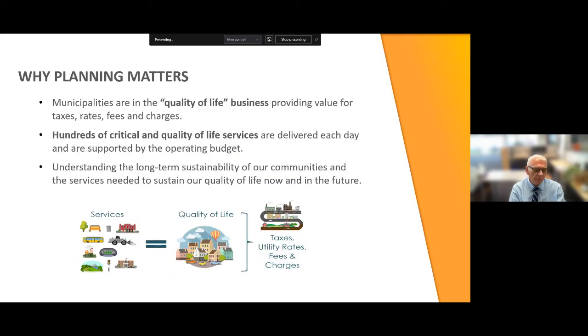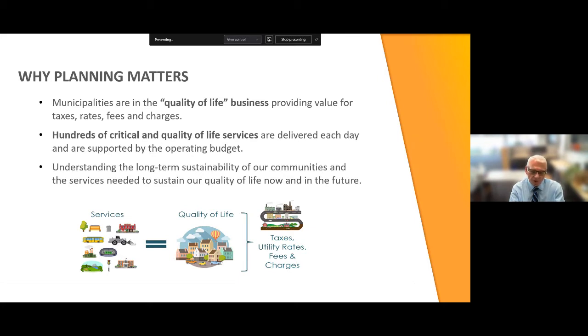The other thing that the Municipal Development Plan in particular looks at, and most people may not realize this, is that municipalities are really in the quality of life business. And what I mean by that is that when you look at different companies, it might be a Sony or a Ford, they typically make cars or they make electronics, or if it's a grocery store, they sell groceries. Municipalities, on the other hand, offer a whole array of services.